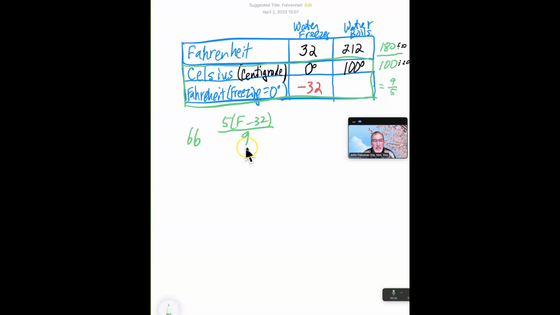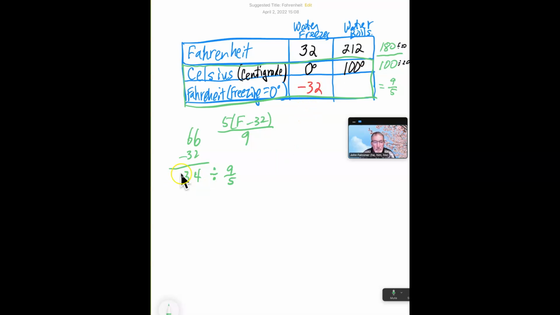Another way to think of this is we're going to zero out this 66. We're going to take away 32 to zero it out, and we get 34 degrees. And then this is what we're going to divide by our ratio here. We're going to divide it by 9/5.